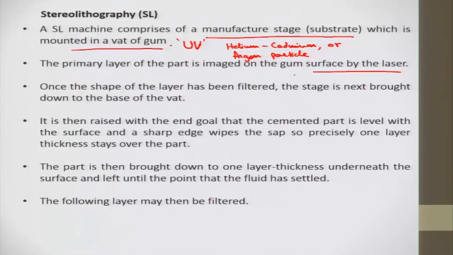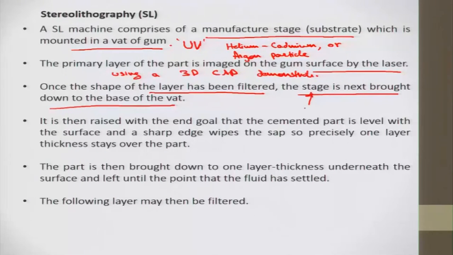So, the primary layer is imaged on the gum surface by the laser. This is done using a 3D CAD base, using a 3D CAD demonstrate, I would say. Now, once the shape of the layer has been filtered, the stage is next brought down to the base of the vat. This stage is actually the platform.